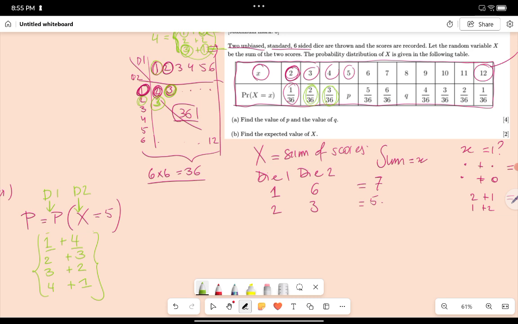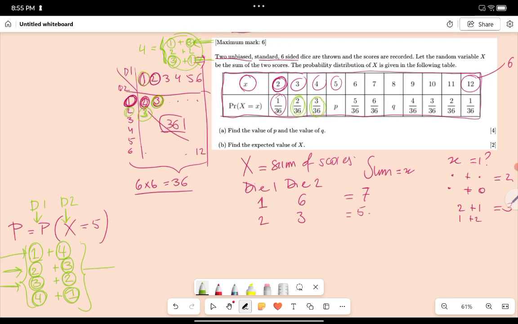So we have die 1 having 1 and die 2 having 4. Die 1 having 2 and die 2 having 3. And this looks similar, but it's 2 distinct situations. This is die 1 having 3 and die 2 having 2. And this is die 1 having 4 and die 2 having 1. So that is different from this, you see? So basically we've got 4 options.